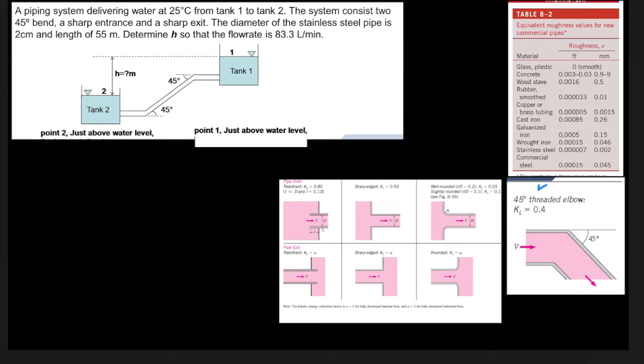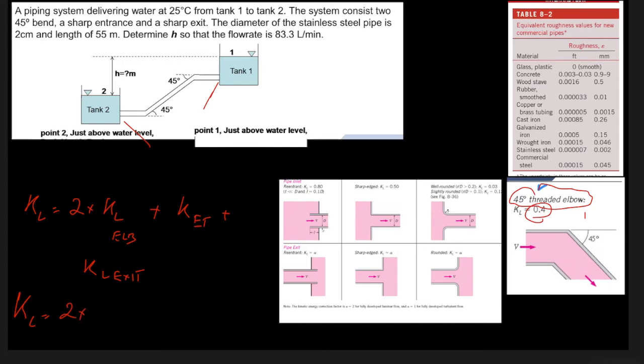So I've got one 45-degree elbow. Okay, I've got 2 of them. So my KL is basically 2 times the KL due to this elbow, plus I have got one entrance and one exit. So KL entrance plus KL exit. Now KL for threaded elbow is 0.4. So KL is equal to 2 into 0.4 plus KL entrance.